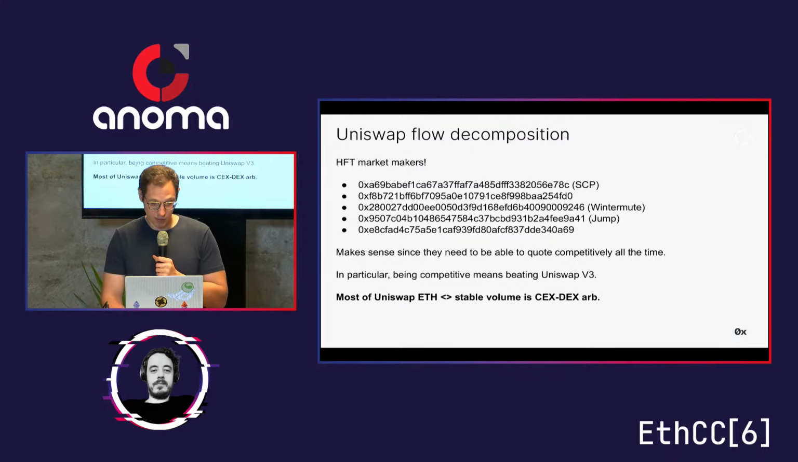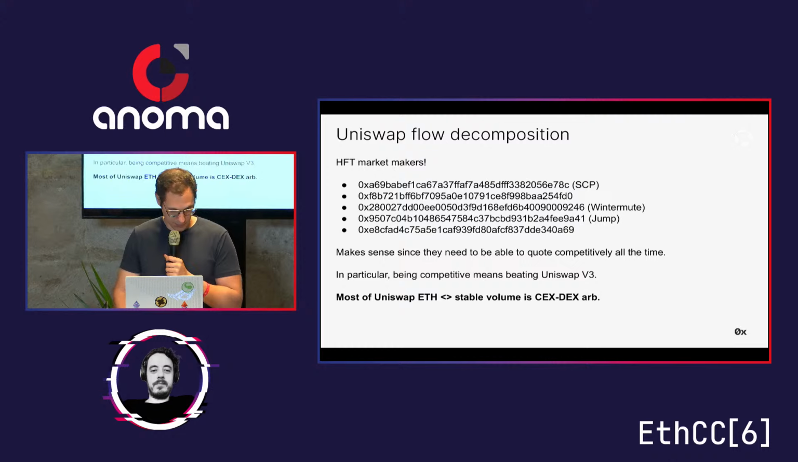So yeah, 3 of them are just tagged. If you go to Nansen or Etherscan, you will see there SCP Intermittent Jump. The second from the top is also a very big hedge fund, and the last one I don't know who they are. However, if someone trades, these people make markets, they know the prices very well.